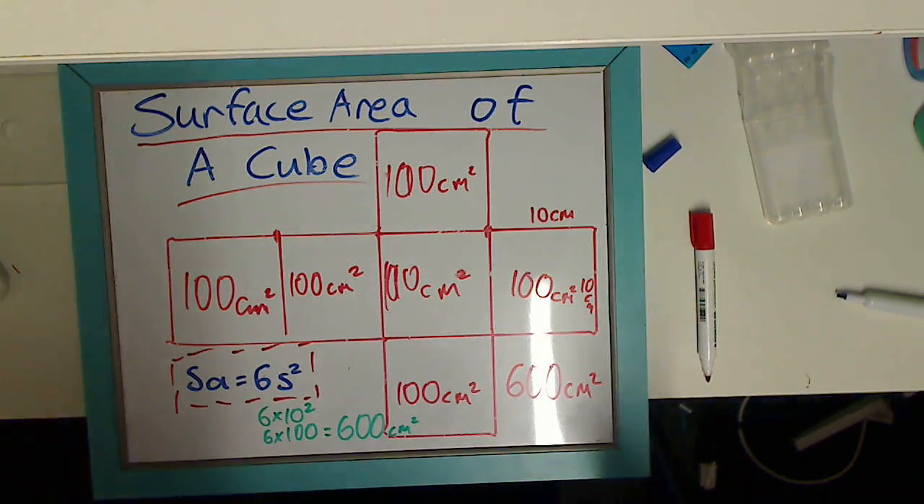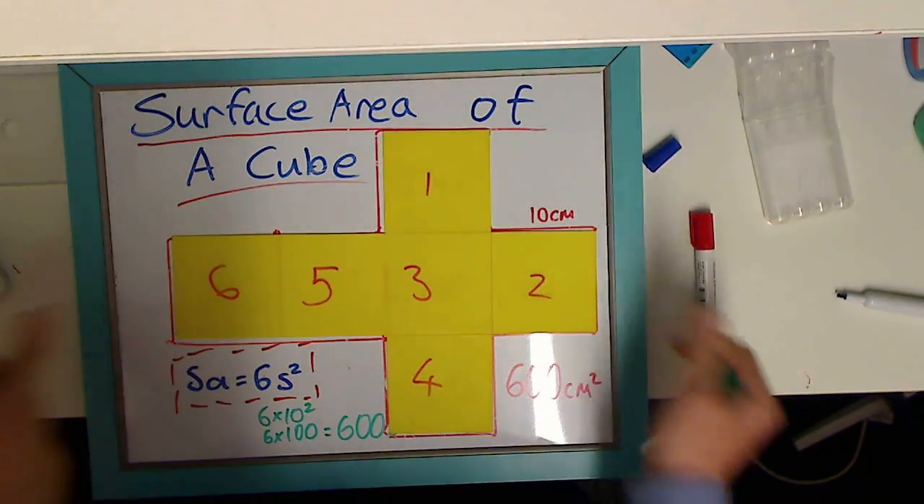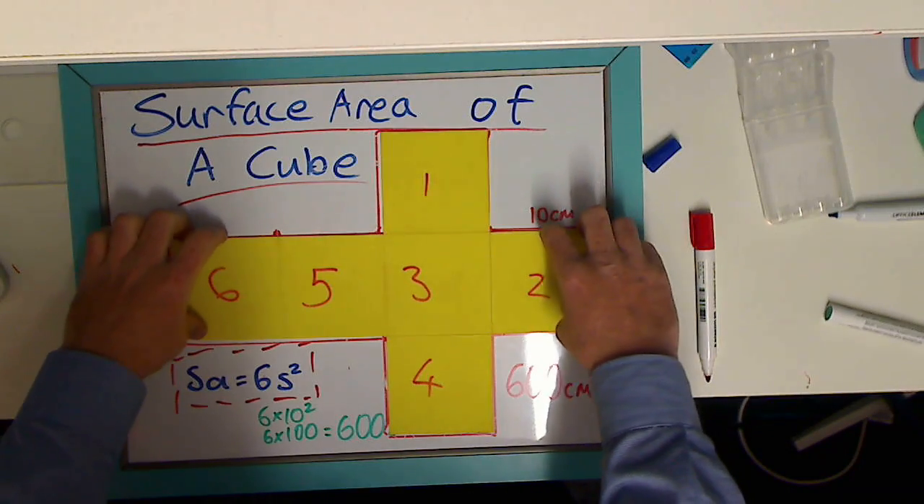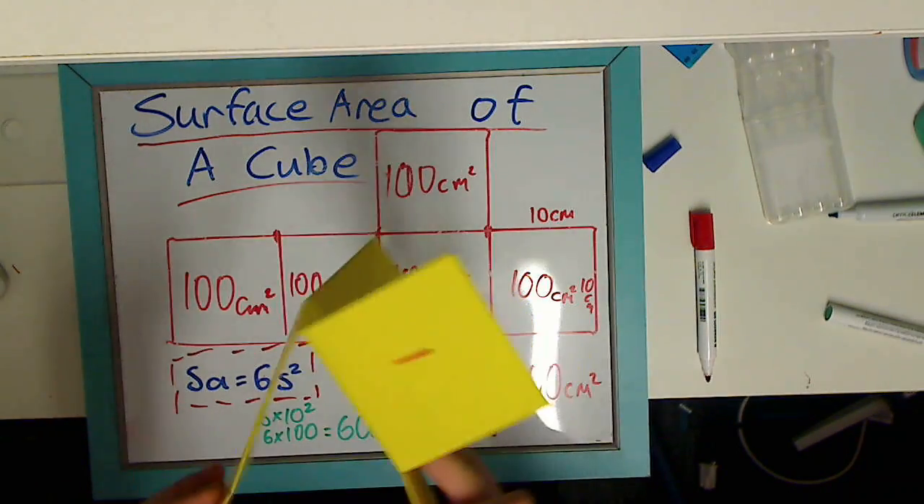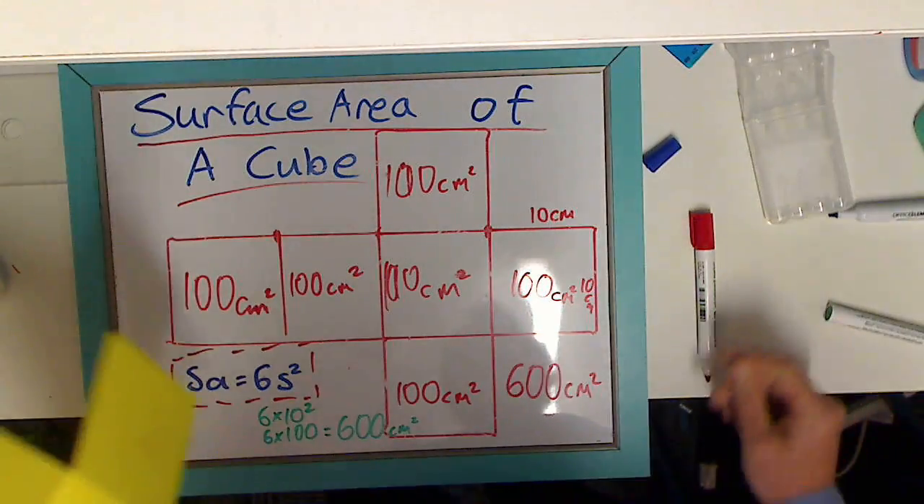Okay, so the key part is that this formula works because your net of the cube had 6 squares which are all the same size. Okay, and this will work for any cube simply based on the fact that it's a cube.